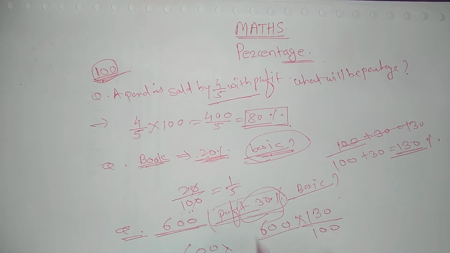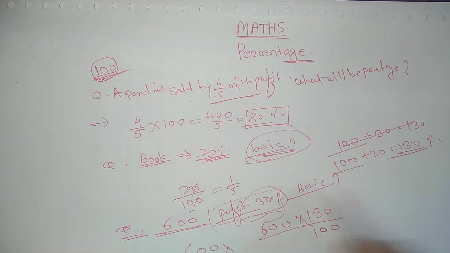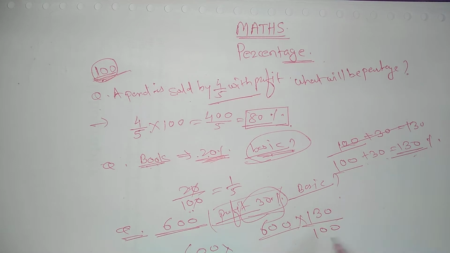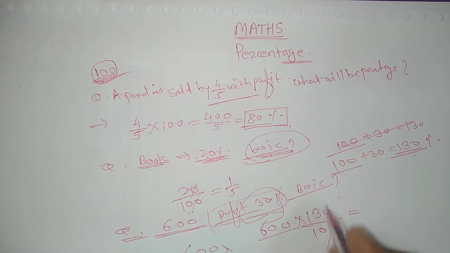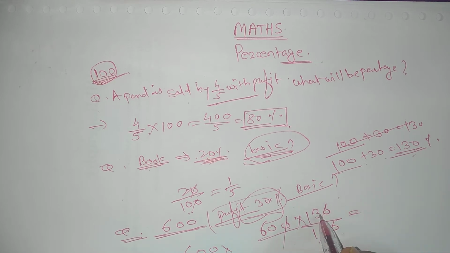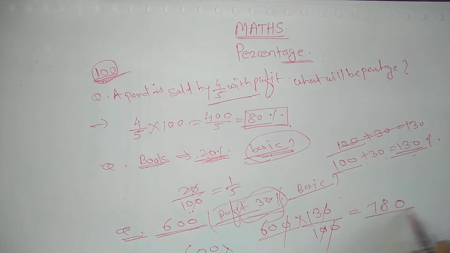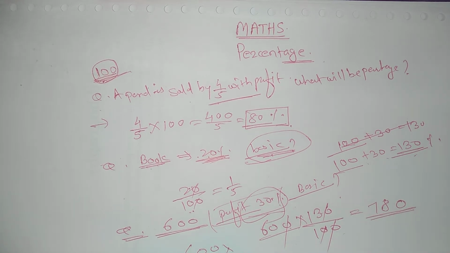600 is given to us. 30% is the increased profit. That means 100 plus 30 is 130 percentage, so it's divided by 100. So we'll try to calculate this. Cancelling the zeros, if we multiply 13 with 6, it's 780. So the price is 780. This is one type of question that we can have.